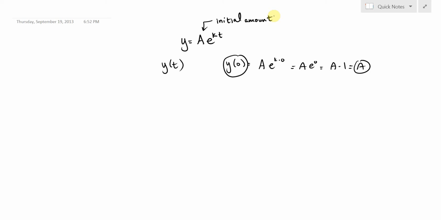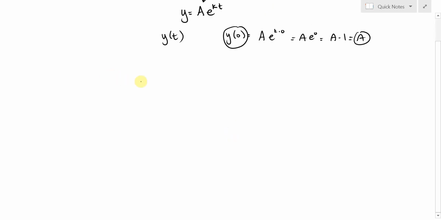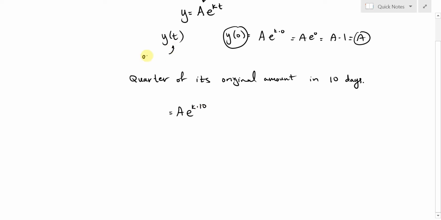Okay, so now let's actually address the problems at hand. So what we have is something which is cut to a quarter, so it's decaying and it becomes a quarter of its original amount in 10 days. Okay, so what's this really saying? This is saying that after 10 days have gone by, so that's a times e to the k times 10, and we still don't know what a and k are. This is the amount at time 10 days. That's what this means. This is the amount at time t.